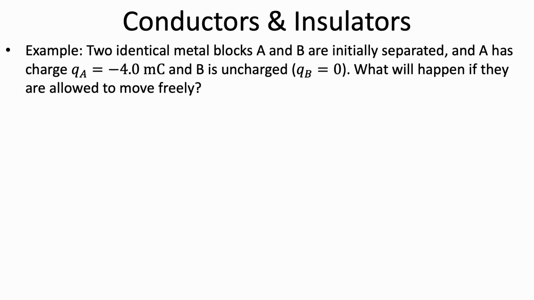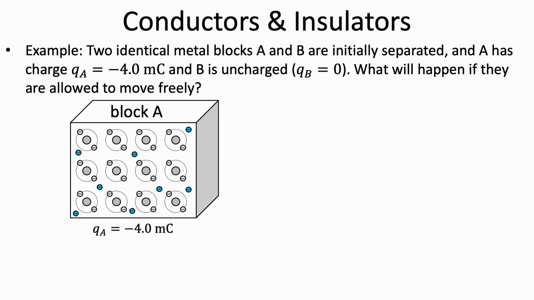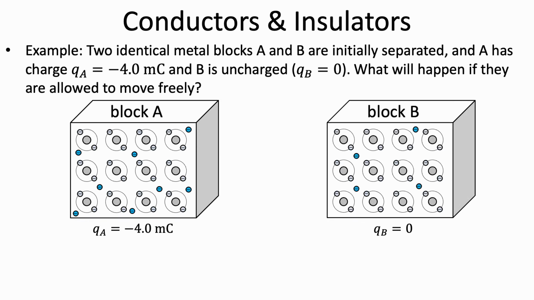Let's consider an example. Two identical metal blocks A and B are initially separated. Block A has -4 millicoulombs of charge, and block B is uncharged. What will happen if the blocks are allowed to move freely? Let's think about this step by step.